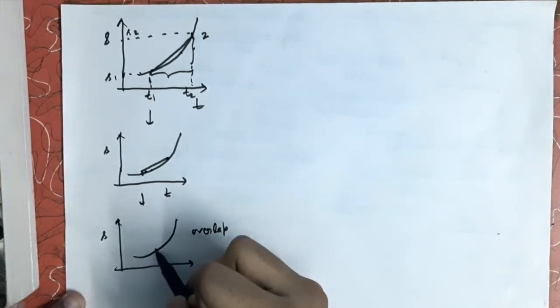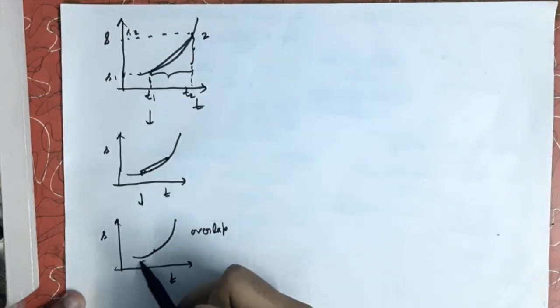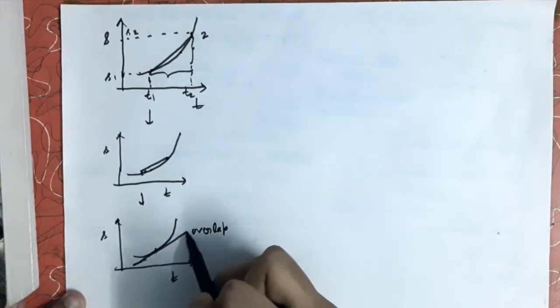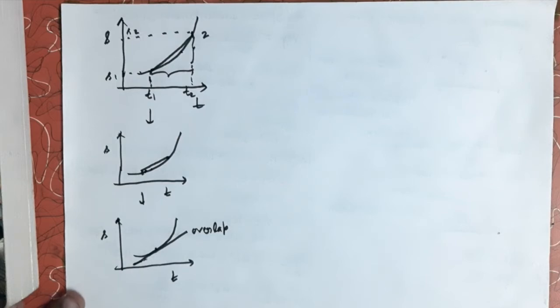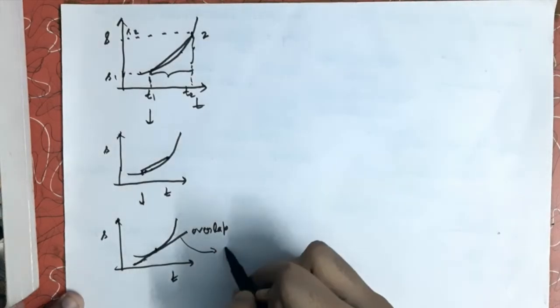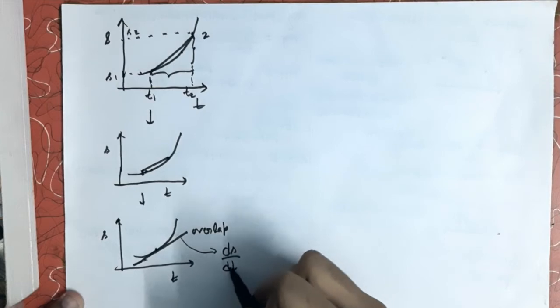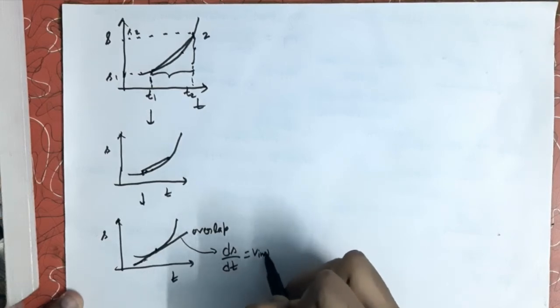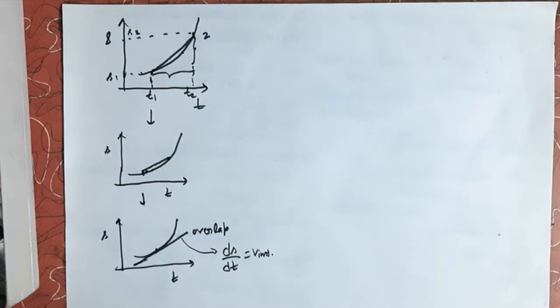Now in this case, when you draw this line, this will be nothing but a tangent to this curve. If you find the slope of this tangent, this will give you the instantaneous velocity, and we know from mathematics that the slope of this tangent is ds by dt. This is your v instantaneous. Got it? Now I have another concept.